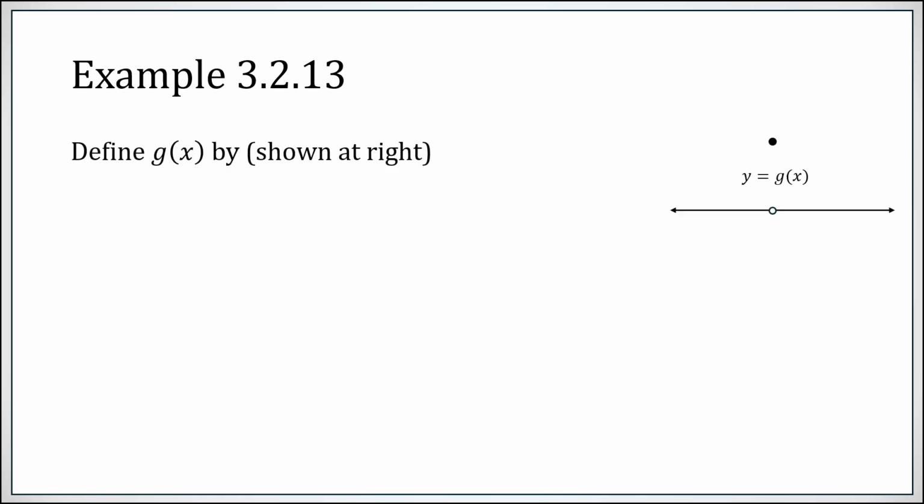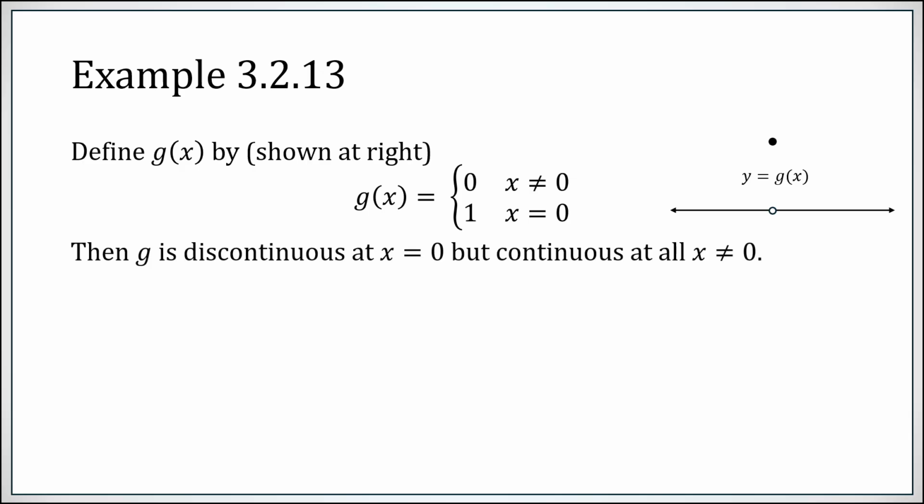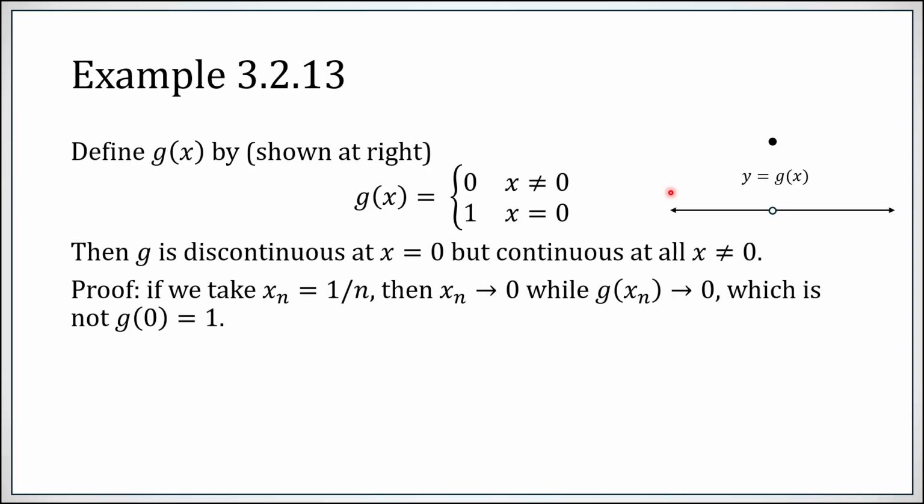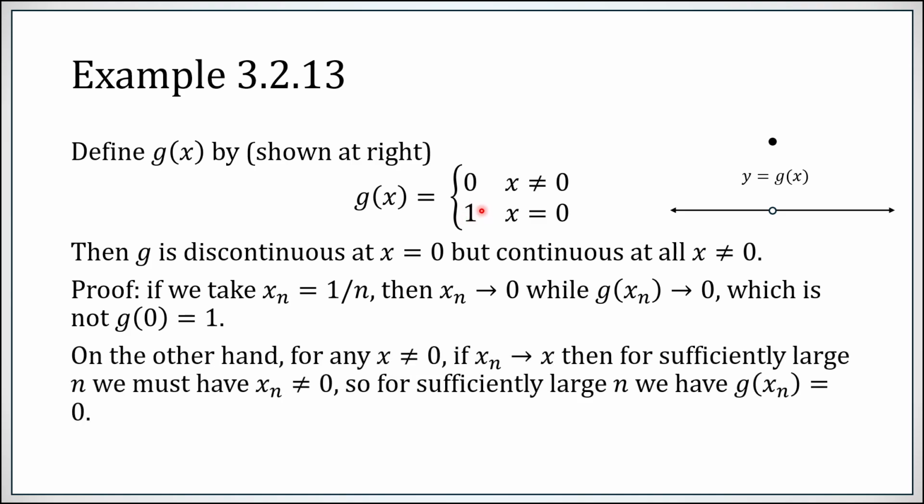Now let's define g of x as the following function. It's 0 except at a single point. g is discontinuous exactly at that place where it has this jump, but it's continuous everywhere else. So as a proof, if x_n is 1 over n, that definitely approaches 0. Since none of them are equal to 0, g of x_n appears to be constantly 0, but that's not g of 0, which was equal to 1. So the function g is definitely discontinuous at 0.